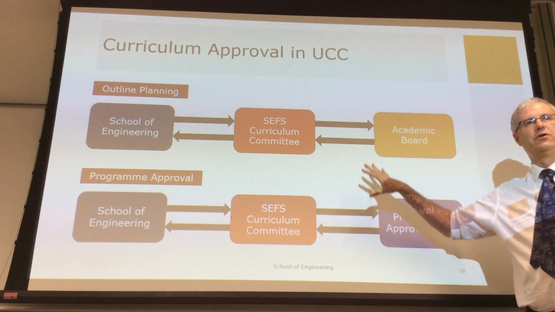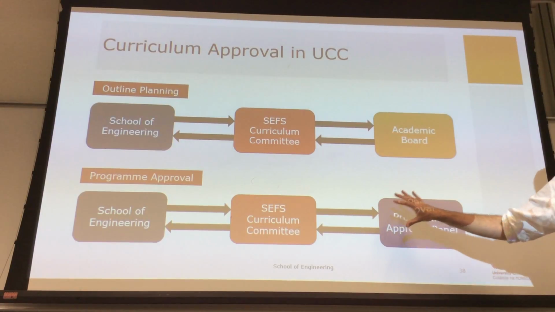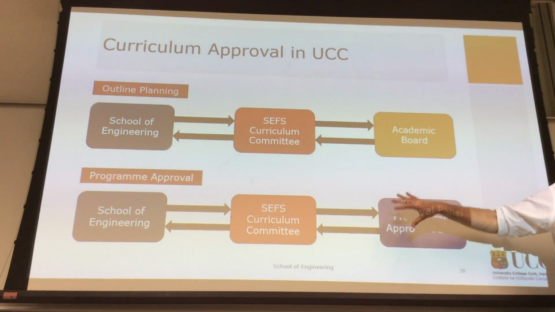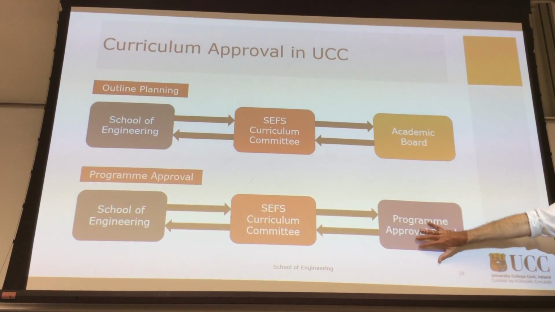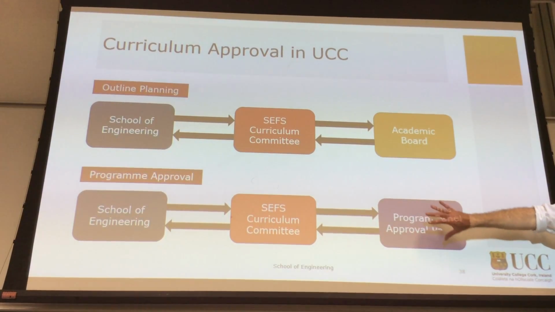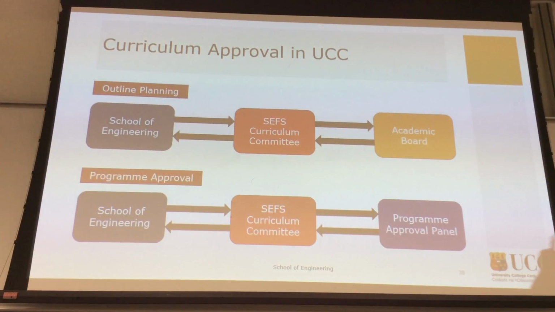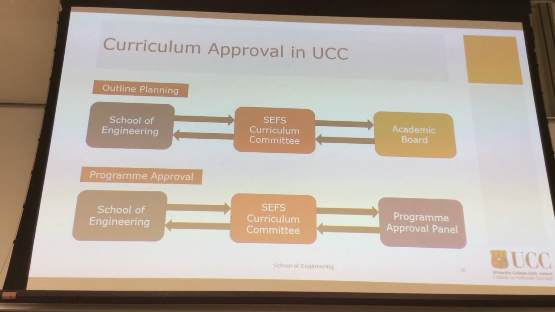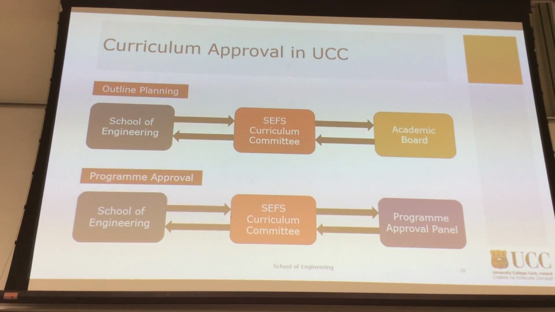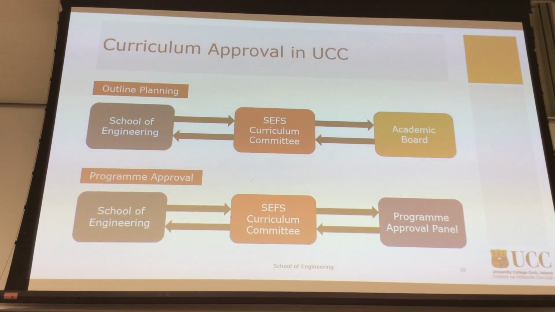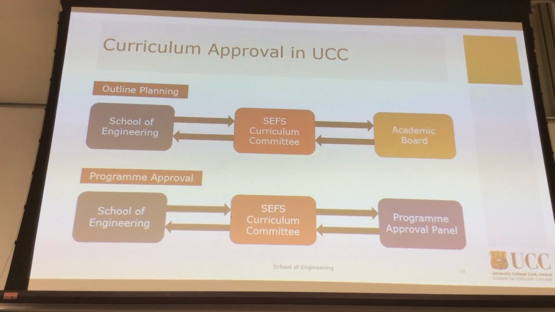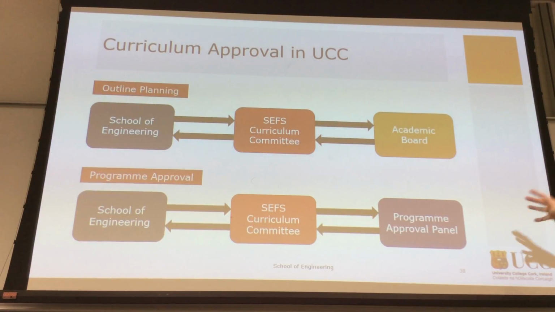What we've gone to with regard to program approval is we set up, so academic board delegates the power to the program approval panel. And every program approval panel will have 2 external assessors on it. A program approval panel will normally also have an employer and a potential student.